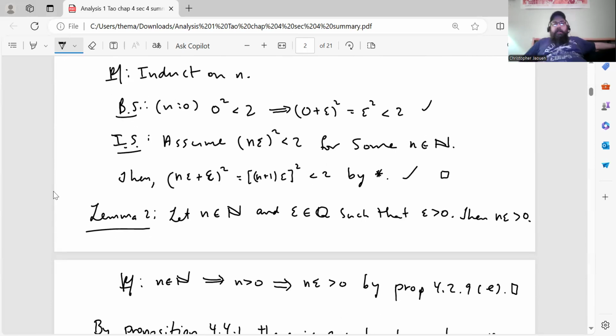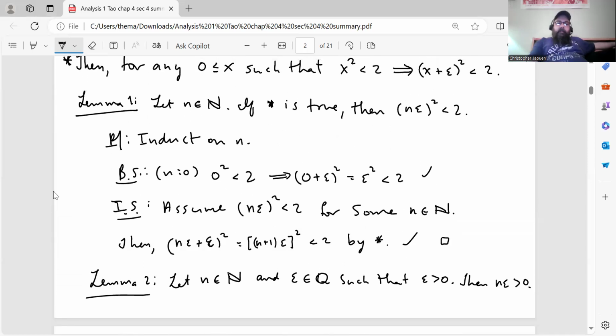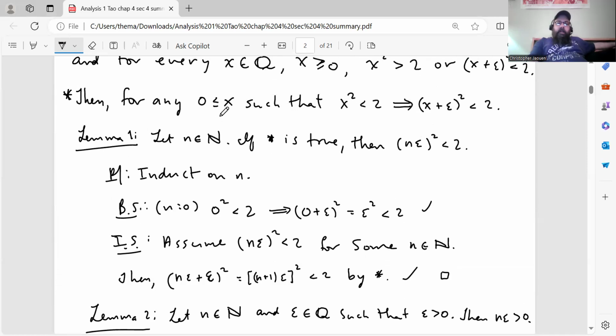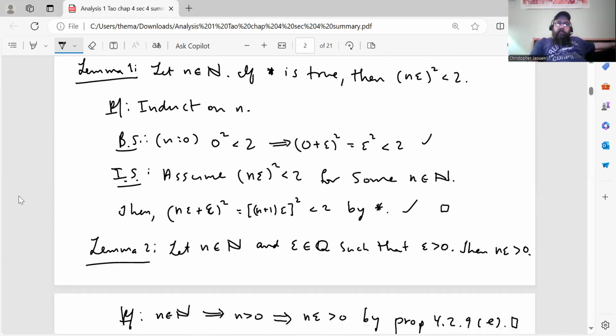And then the inductive step, assume (n epsilon) squared less than 2 for some natural number n. Then (n epsilon plus epsilon) squared, which equals ((n plus 1) epsilon) squared, is less than 2 by star. Therefore, the proposition holds. So if x is a non-negative rational number such that x squared is less than 2, then (x plus epsilon) squared also has to be less than 2. That's what we just proved.